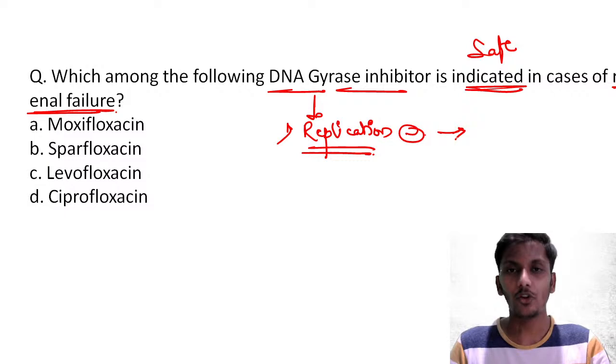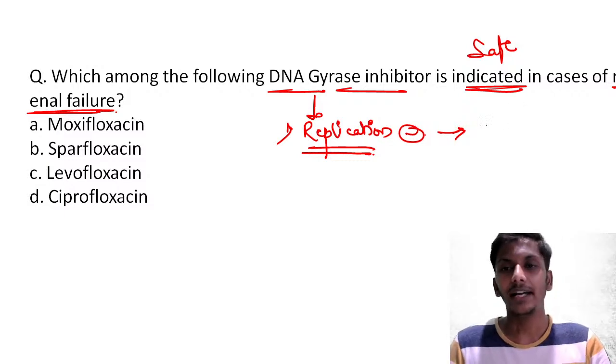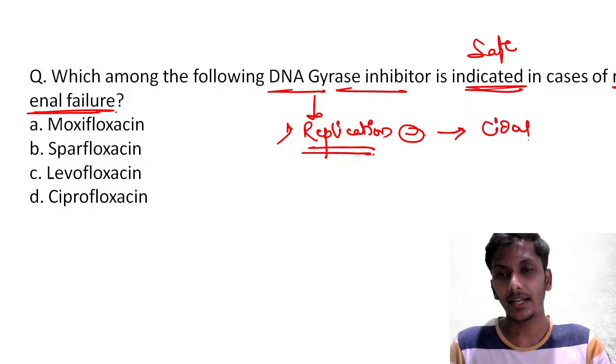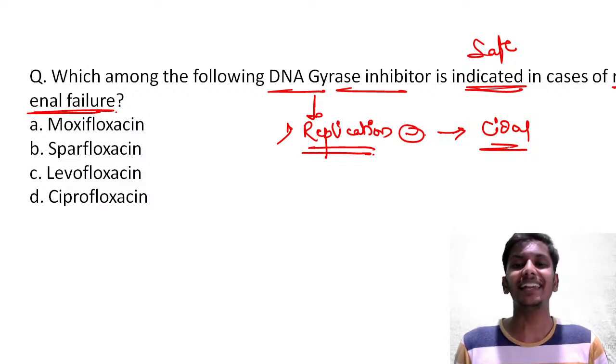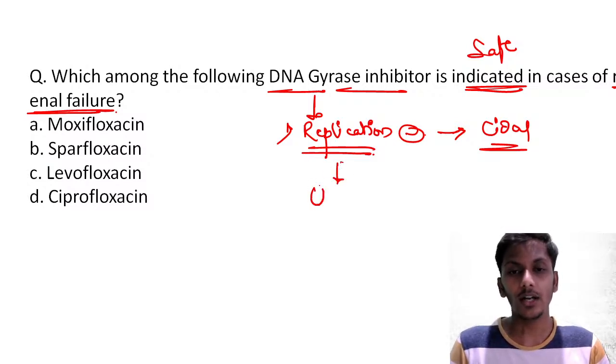The F in the mnemonic was fluoroquinolones, right? So please remember, it is a bactericidal drug, an important one. So what are DNA gyrase inhibitors usually? These are quinolone drugs.